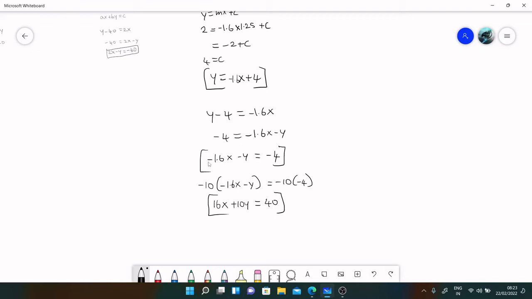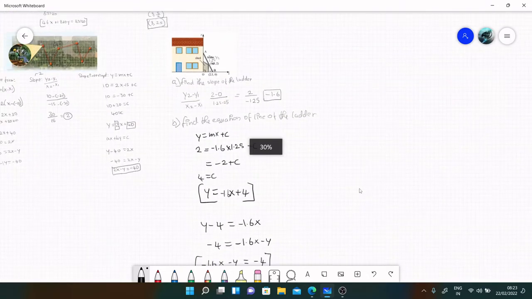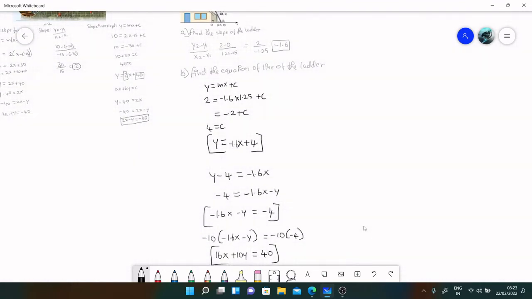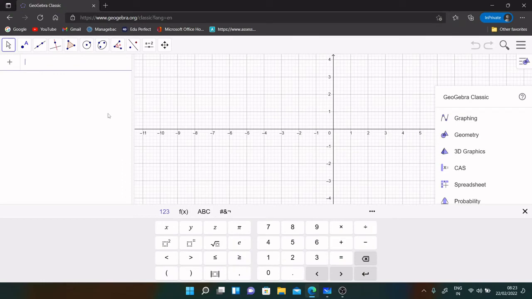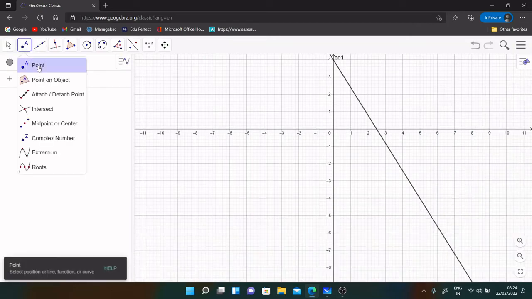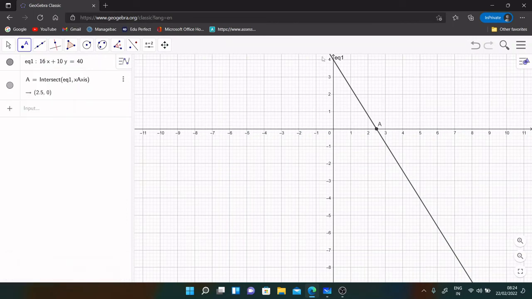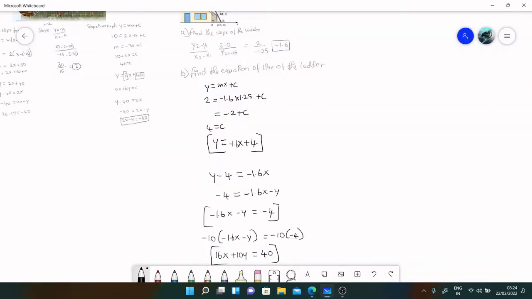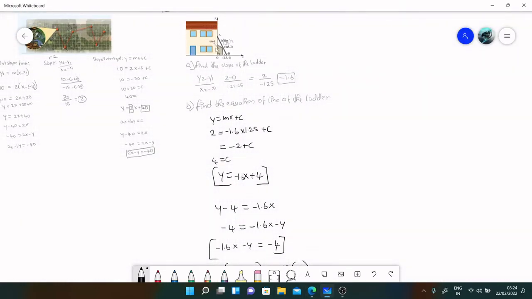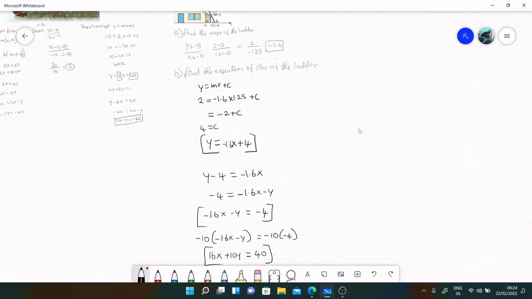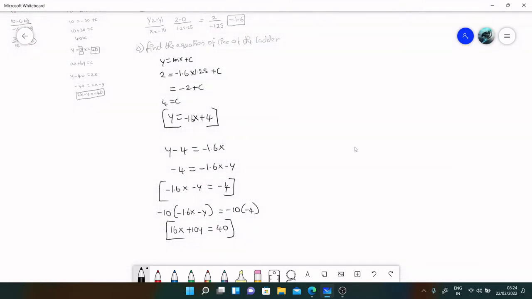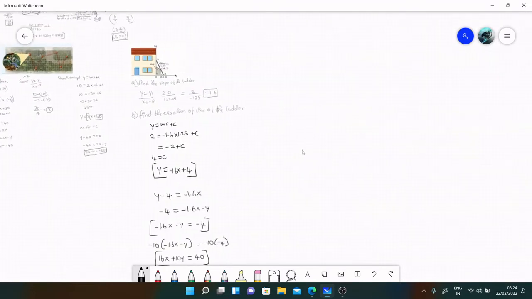Now let's graph this on the website and see if we get this exact line. 16x plus 10y equals 40. Let's add in this intersection and this intersection. That's right, 2.5 comma 0, and this one comes on 0. We didn't know that value, but now we know it's 4. So the equation of the line, we have gotten it.